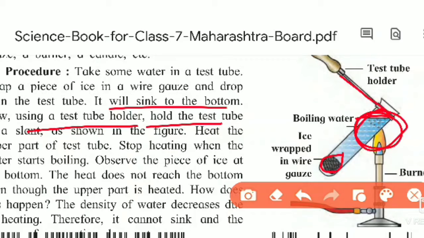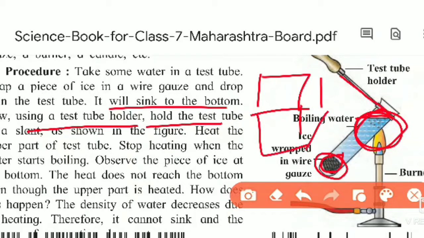Now observe the piece of ice at the bottom. Here it is, the piece of ice. Then you will notice, the piece of ice we have to observe. So what do you observe? Heat does not reach. As we know, when we provide heat to the ice, it starts melting. Now we are giving heat to the test tube's upper part. We provide heat here.